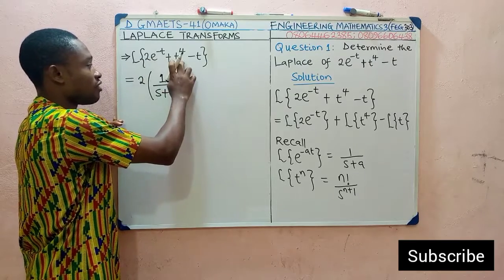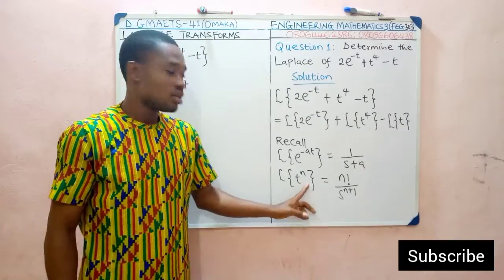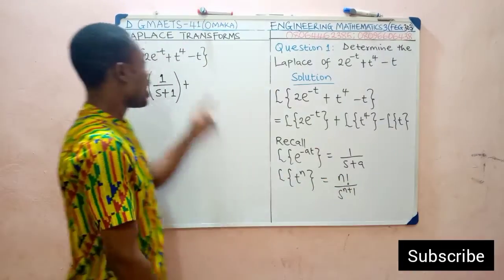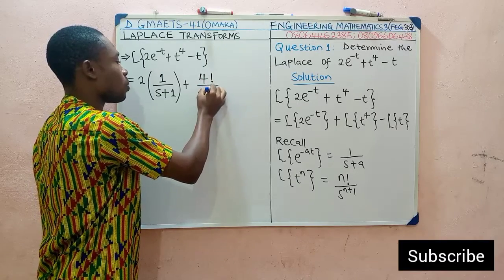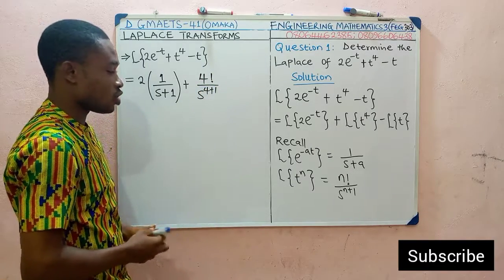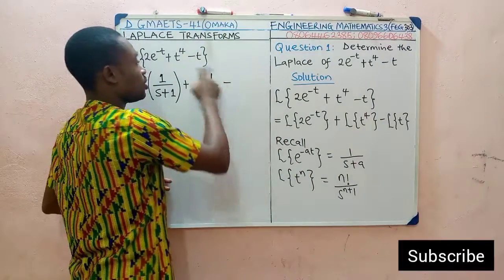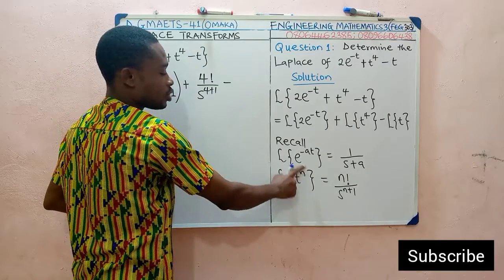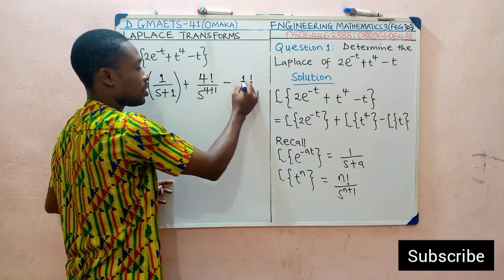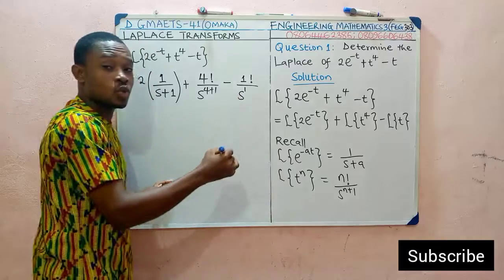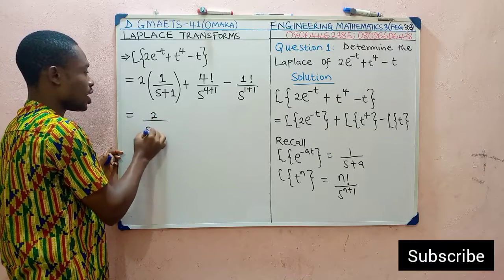I'm done with this. I'll come over to this plus t raised to the power 4. We apply this. T raised to the power n, which is n factorial. So n is 4 here. It's going to be 4 factorial all over s raised to the power 4 plus 1. Which of course will give us 5, we know that. Then again, we'll come to this and do same. Minus. This is t raised to the power 1. You apply this t raised to the power n factorial, which is the same as 1 factorial. Because n is 1 here. All over s raised to the power n plus 1, which is 1 plus 1. This is equal to 2 all over s plus 1.